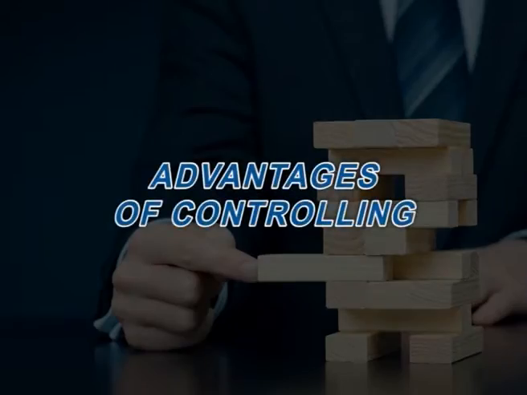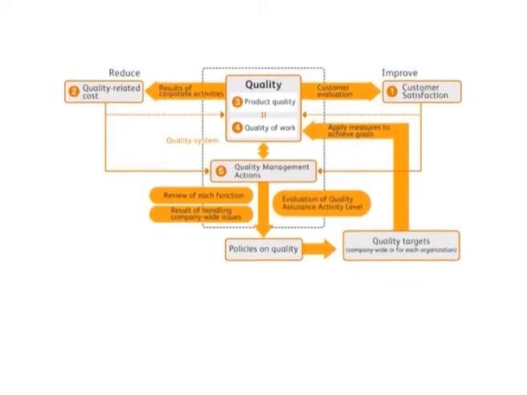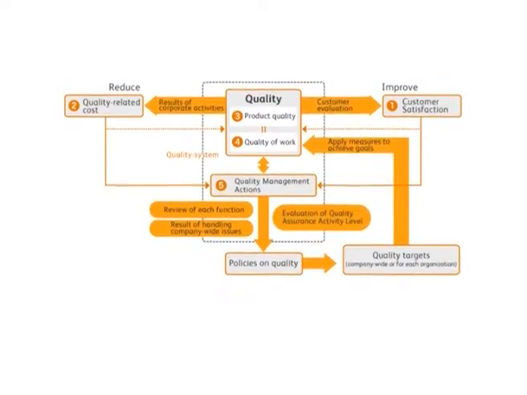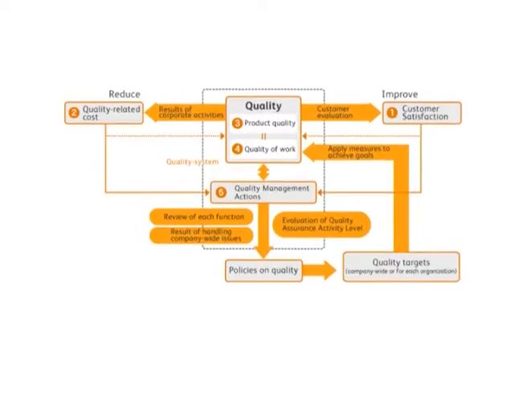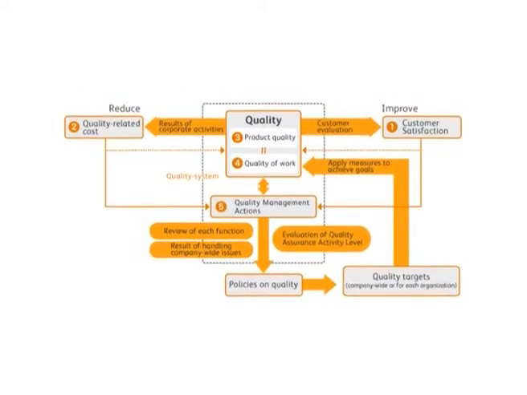Now let's discuss the advantages of controlling. The various advantages of controlling function are: Control improves goodwill. Quality control improves the quality of the products. Cost control decreases the cost of the products. Therefore, the organization can supply good quality products at lower prices. This increases the goodwill of the organization.